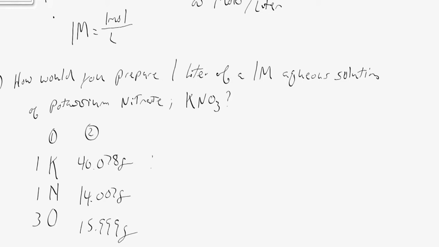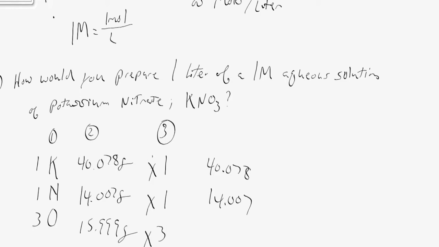Okay, potassium, which is 39.098 grams per mole, nitrogen, which is 14.007 grams per mole, and oxygen, 15.999 grams per mole. So let's write these down.